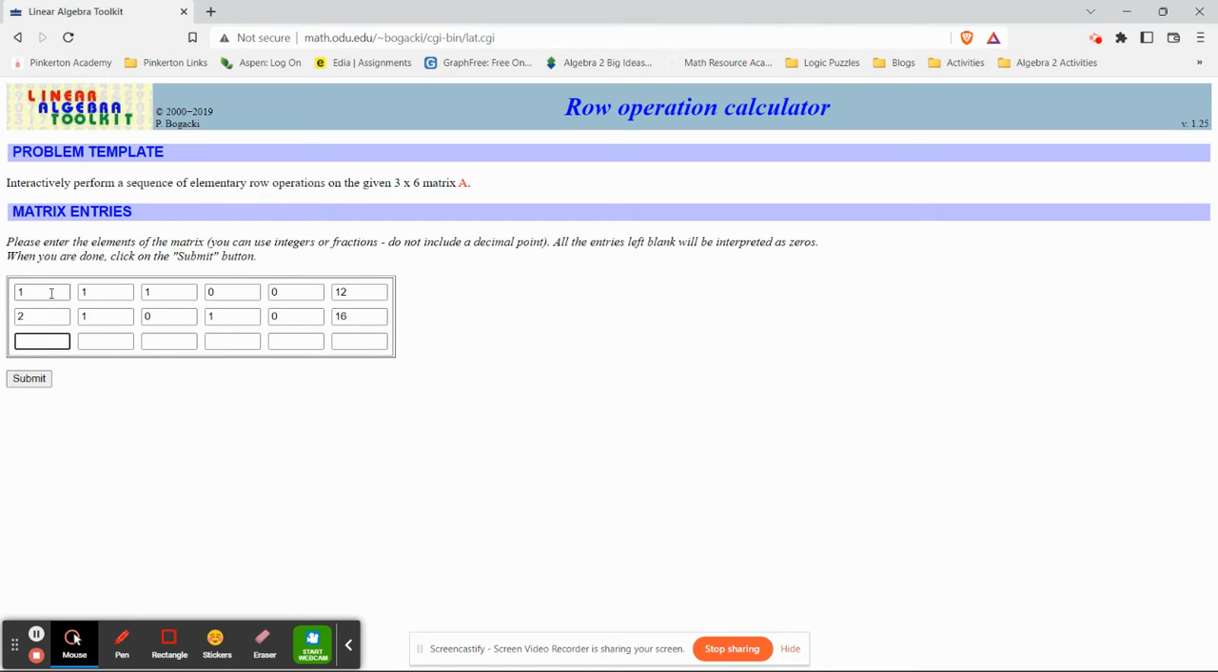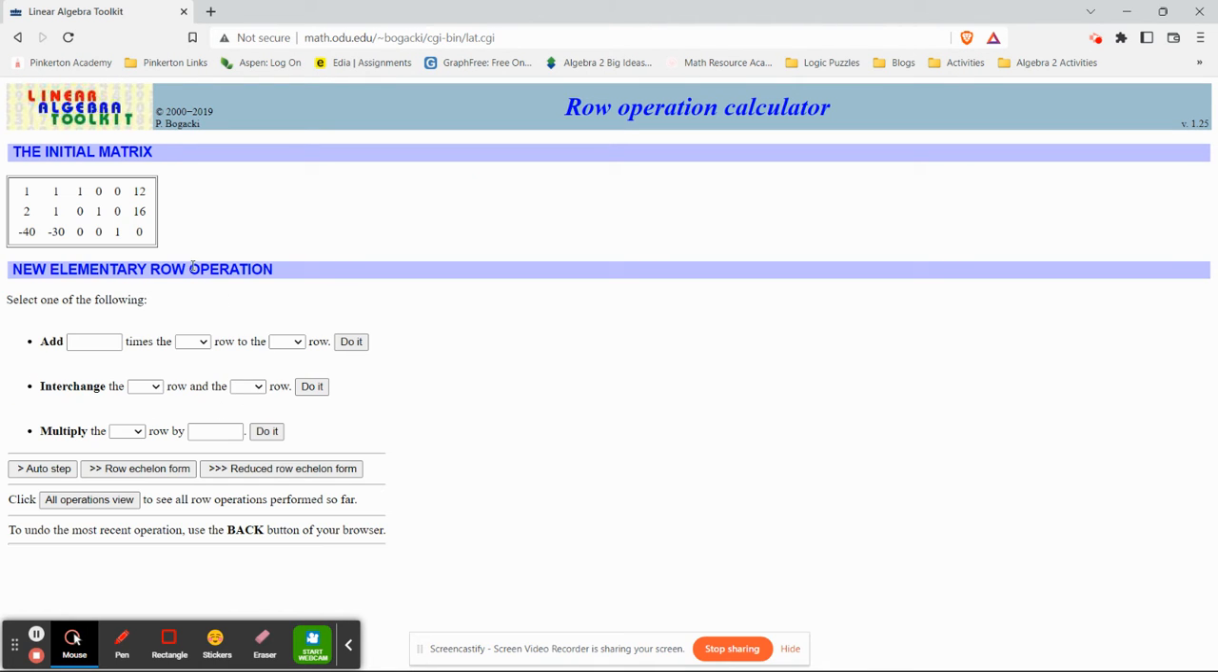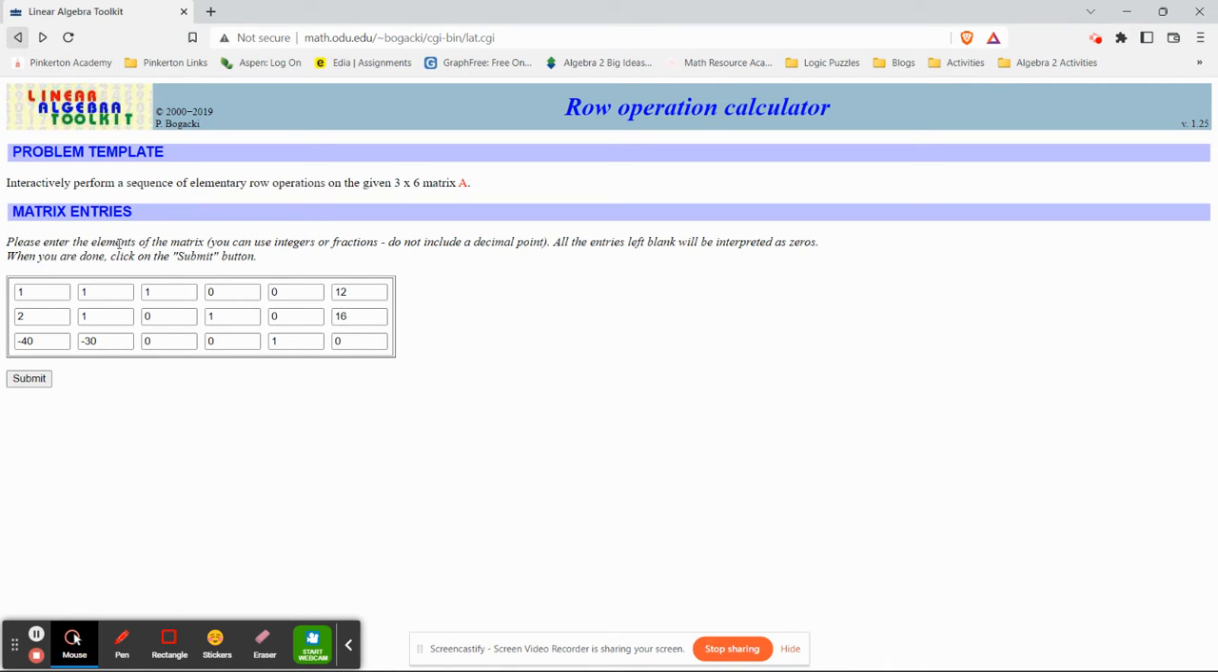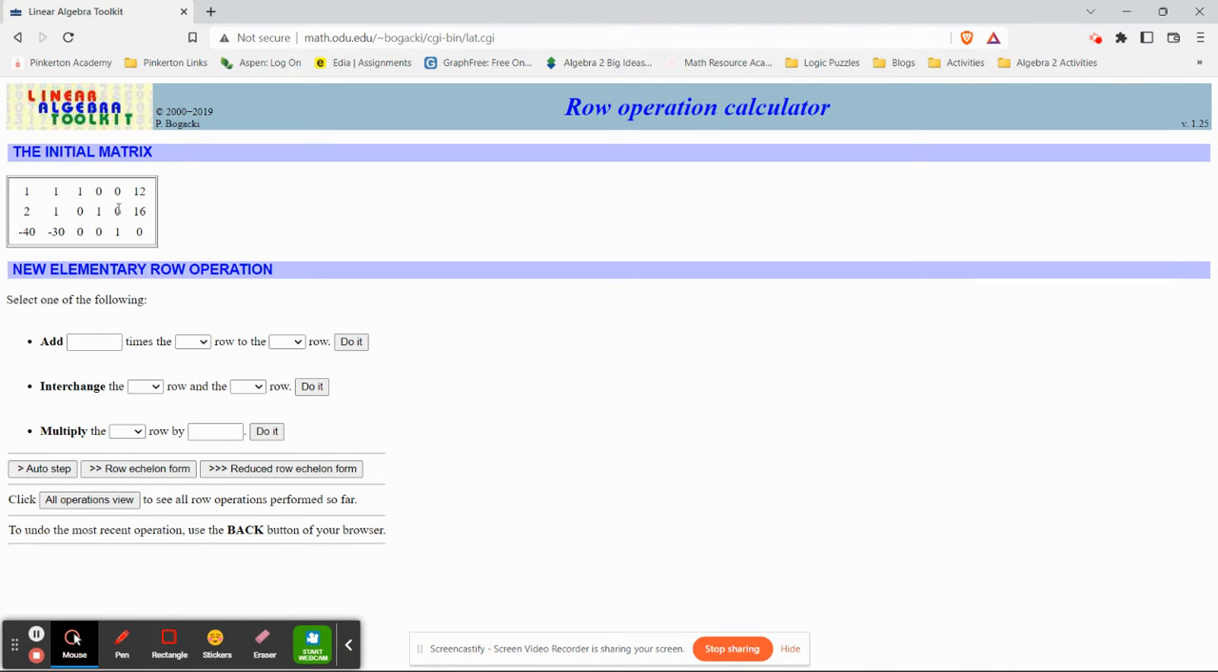Okay, so now I'm down to my bottom row where I'm typing in the -40, -30, 0, 0, 1, 0. Then you're going to click submit. All right, so you'll see up here, here's your table. Double check, make sure that you typed it in right. If you didn't, you can just hit the back button and it'll let you go back and edit whatever needs to be edited. Okay, so here's our matrix.